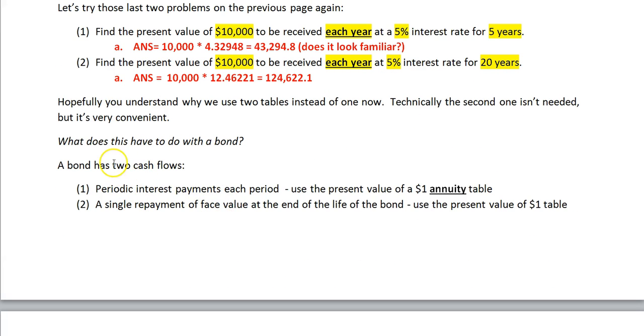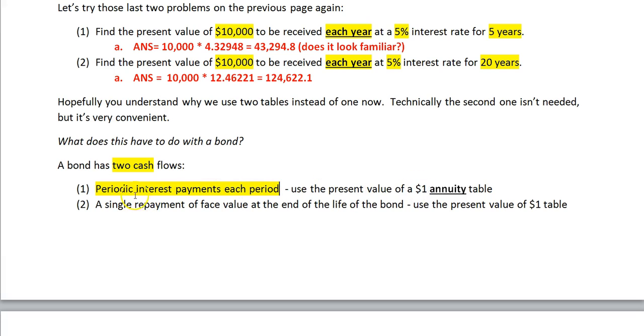Alright, so relating it back to bonds, bonds have 2 different cash flows associated with them. They have periodic interest payments. For us, that's going to be once every 6 months. We're going to see this word semi-annually in all the bond problems. So every 6 months they're going to pay interest. Bonds can pay interest yearly, monthly, different things, but semi-annually is the most common type, so that's what we're sticking with.